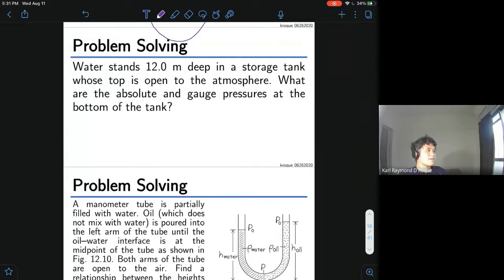Okay. Water stands 12 meters deep in a storage tank whose top is open to the atmosphere. What are the absolute and gauge pressures at the bottom of the tank? Okay, ito muna tanong ko sa inyo. At the top of the tank, ano yung pressure? Ano yung absolute pressure? Sige, isipin nyo ito.